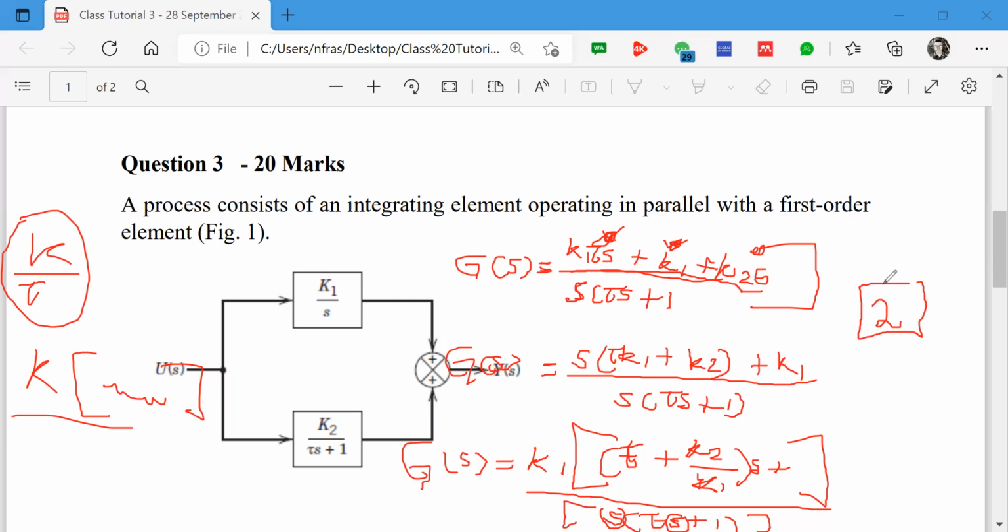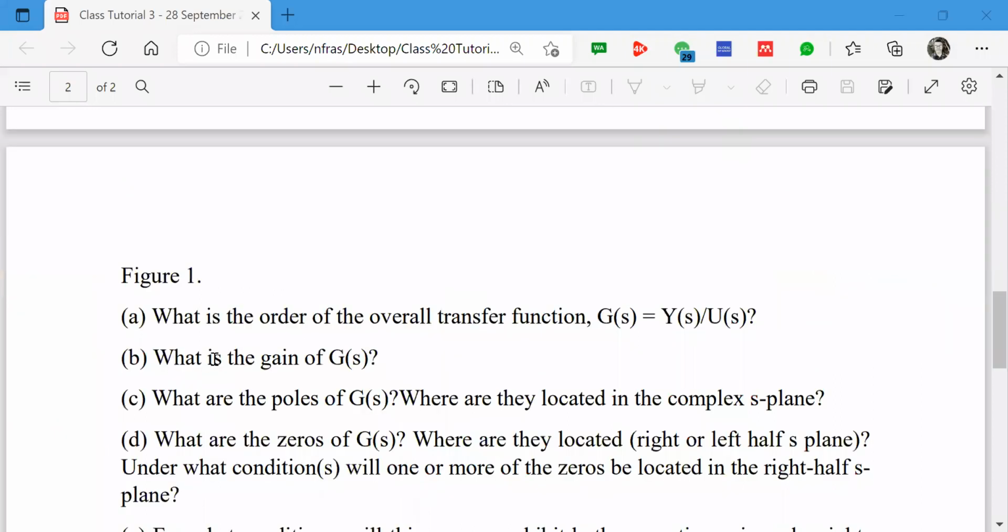So let's look at B, right? We're done with 1. Let me clear everything. So B now, it says what is the gain of G(s), right? The gain is just K1, like you saw when we factored it out there. The gain, because we don't have any values, is K1. The order was 2, and the gain is K1. All right.